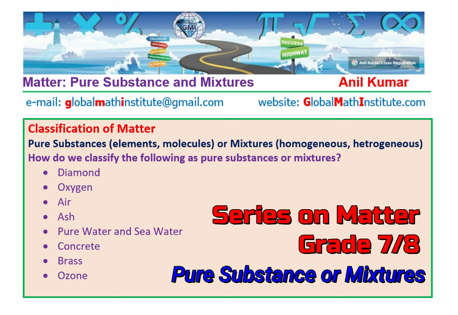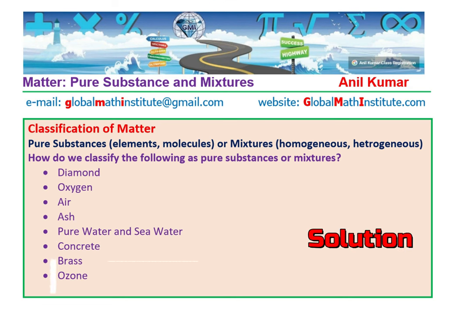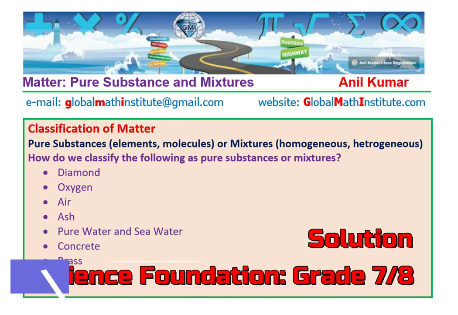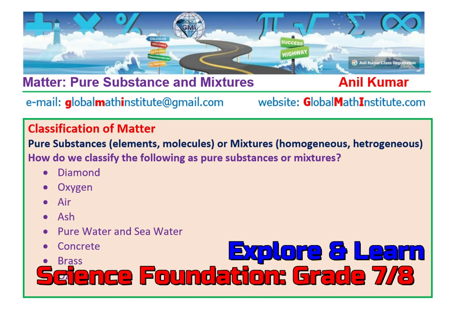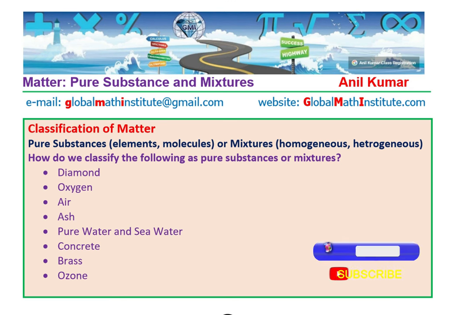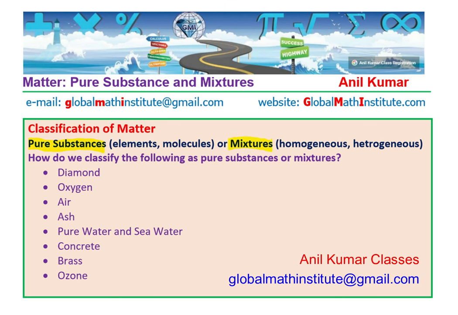In this video, I'll share with you the solution of a question which we posted earlier. Here is the solution of our question on classification of matter. We have taken up examples which are very confusing and always students are looking forward for correct answers. We need to classify the given items, which are diamond, oxygen, air, ash, pure water and seawater, concrete, brass, and ozone, into the categories as pure substances or mixtures.